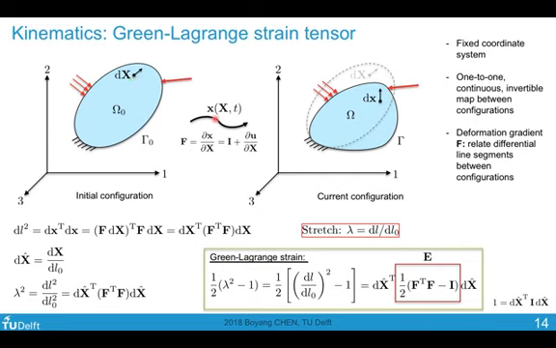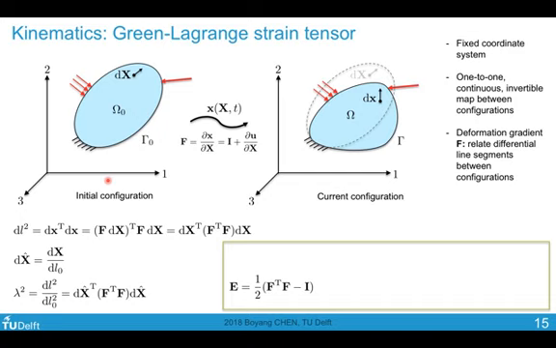If you observe this strain further, it's a valid strain measure: it equals 0 when lambda equals 1, and it monotonically increases with lambda. It has no more square root operation, and it's symmetric. You can verify this symmetry. The additional thing is that it operates on quantities that are defined in the initial configuration, which is the configuration that we know of.